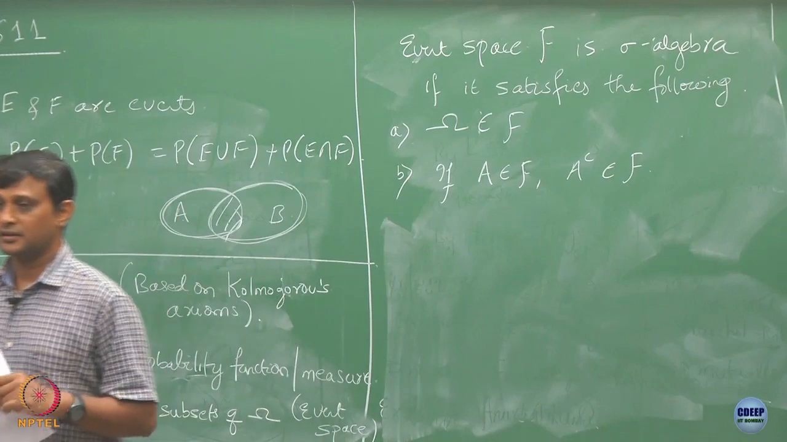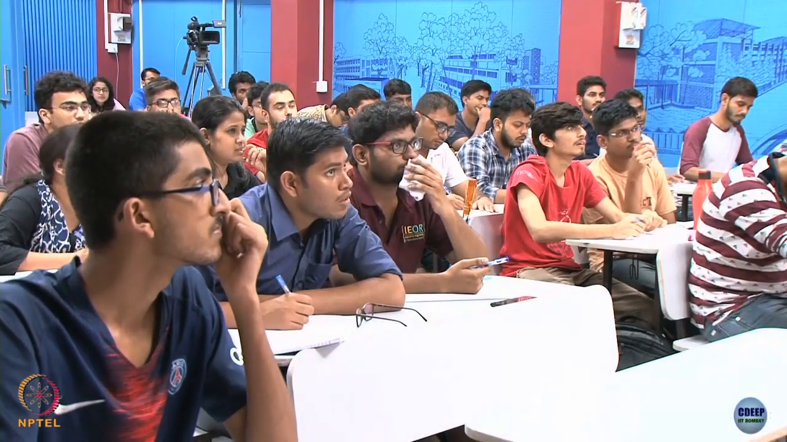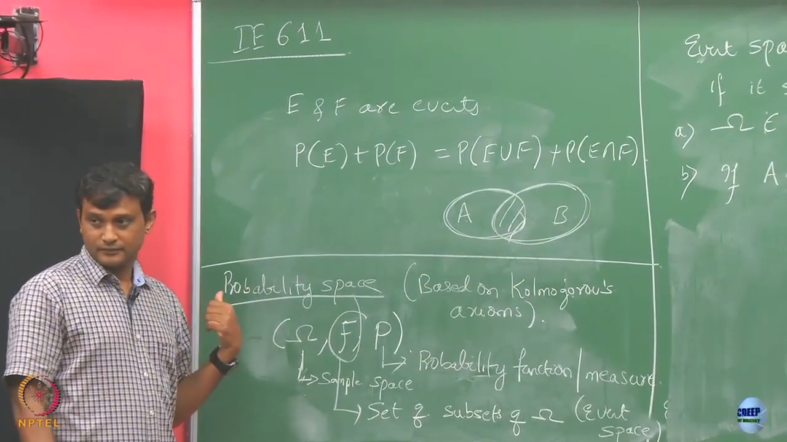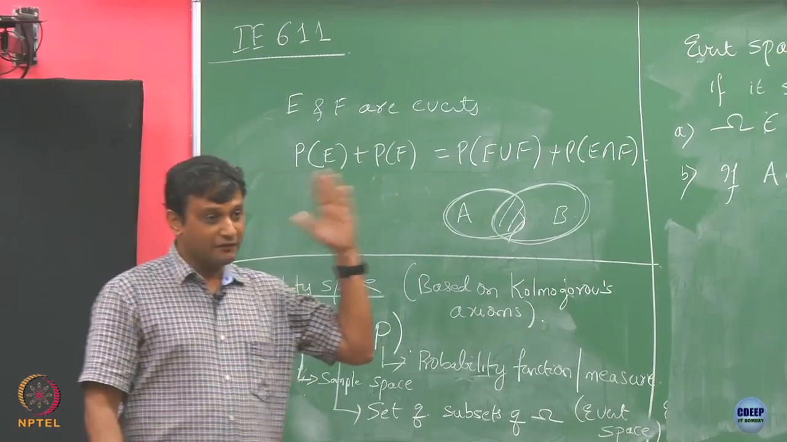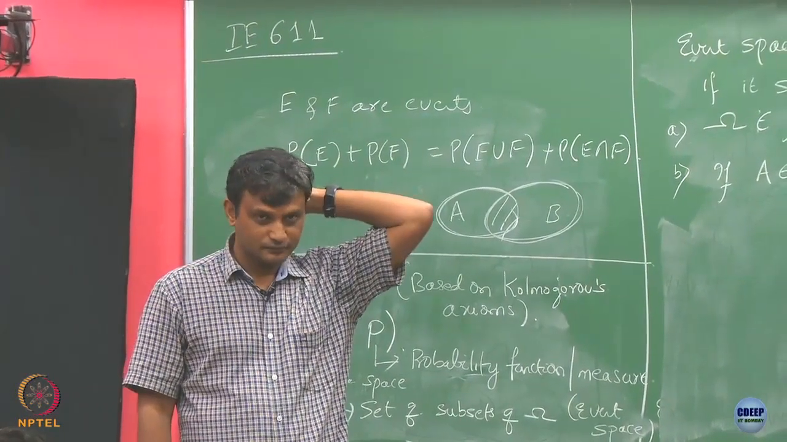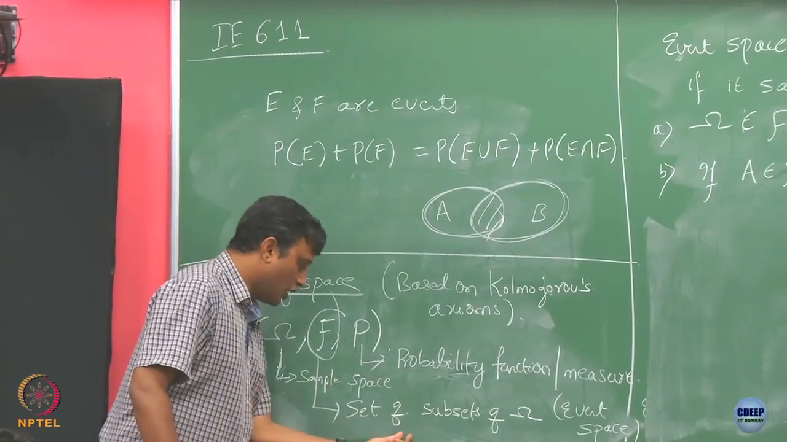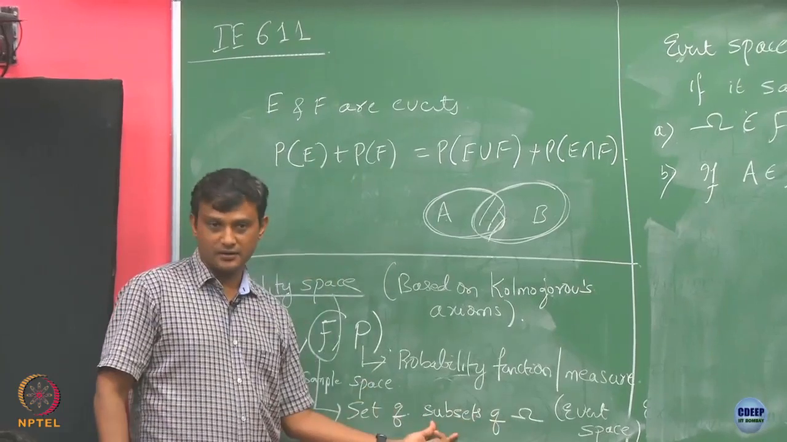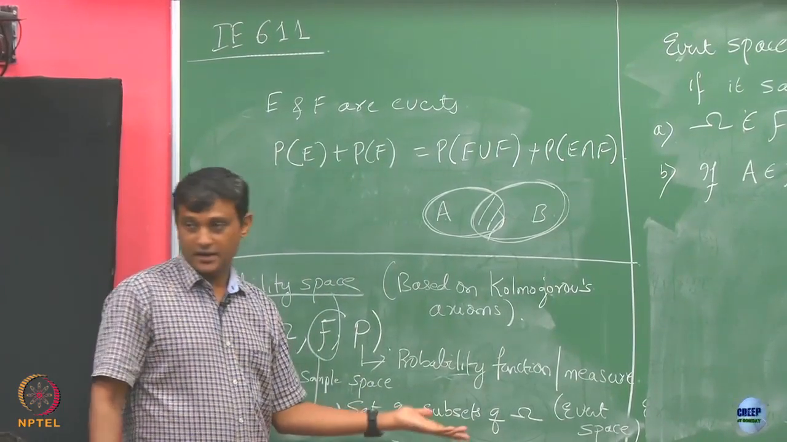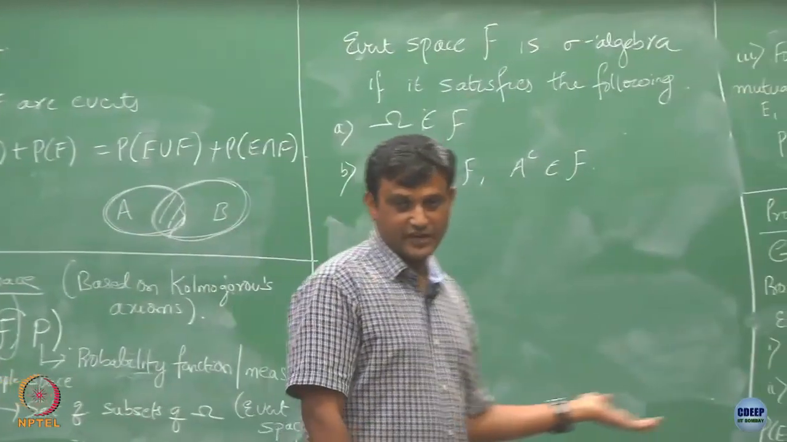F is what? No, F is a collection of subsets of omega. That means F is a set of sets. You understand that? So that's what I said, right? Set of subsets of omega. Yeah, you can think of the power set. That is the largest possible event space you can get, right?